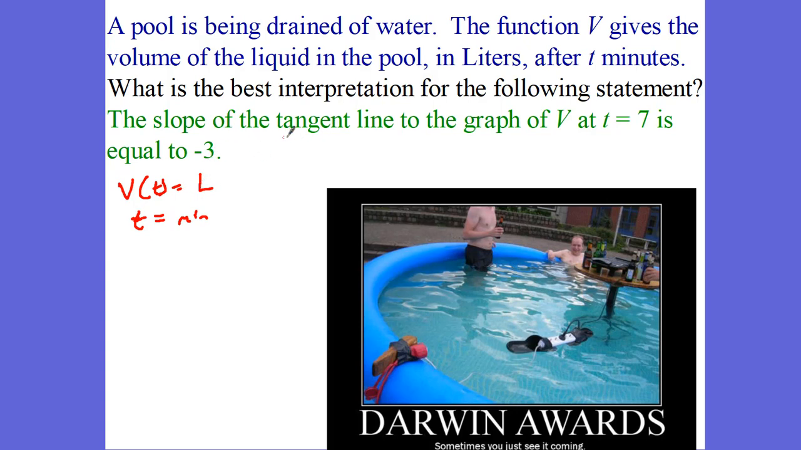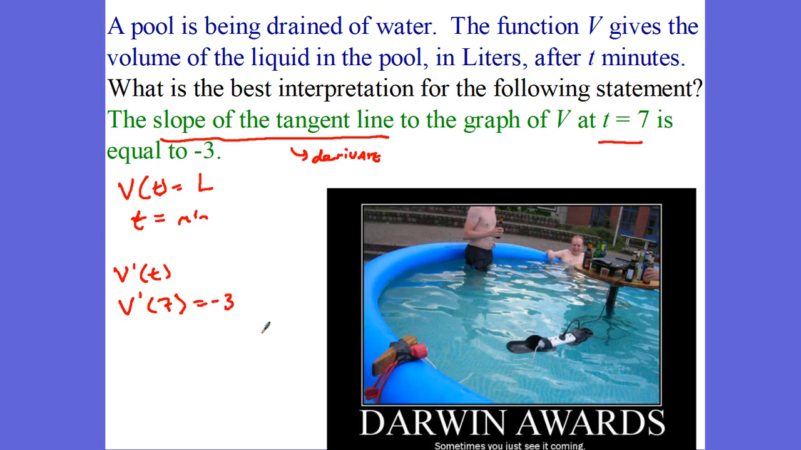The slope of the tangent. And what is the slope of the tangent? The slope of the tangent is the derivative, isn't it? The derivative. So the slope of the tangent, or the derivative of the volume with respect to time at time equals 7 is equal to negative 3. So the change of your volume at 7 minutes, because time is in minutes, is equal to negative 3.